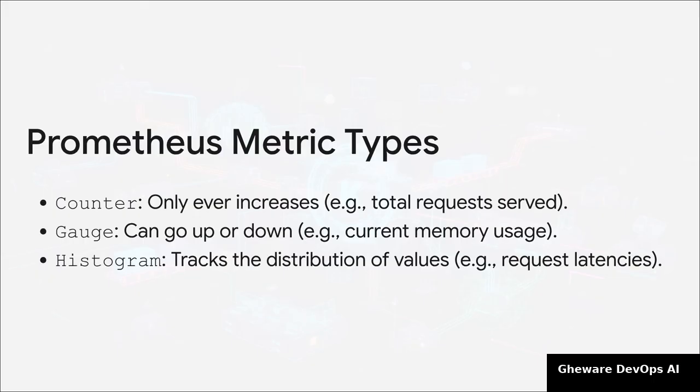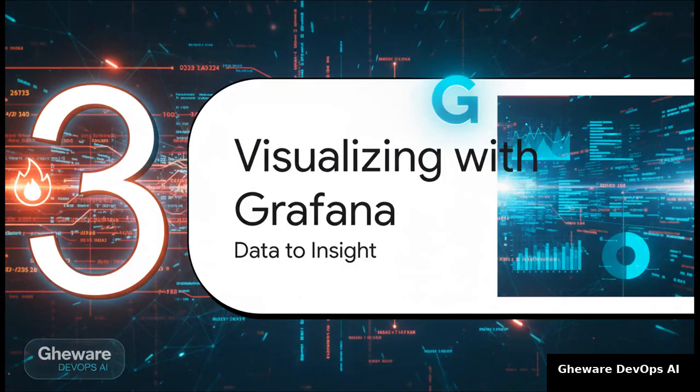And a histogram tracks the distribution of values, which is perfect for understanding things like request latencies. Okay, so Prometheus is collecting all this incredibly powerful data. But just looking at raw numbers on a screen isn't all that helpful, right? To turn all that data into actual, actionable insight, you need to visualize it. And for that, pretty much the entire industry turns to Grafana.